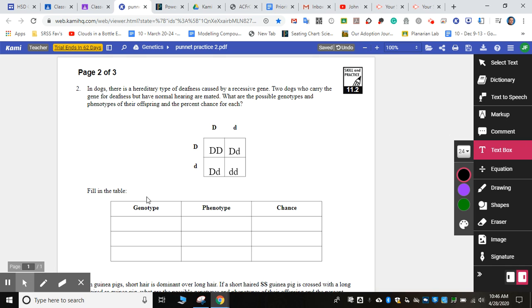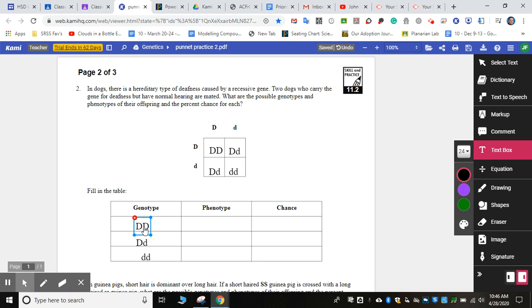Now it's time to fill in the table. We'll start with our genotypes. Remember that when we're talking about genotypes, they are the letters in the Punnett square. The phenotypes are the expression of these genes, and we'll get to that in a sec. So the first genotype, big D, big D. Our next one, big D, little d. And our final one, little d, little d.